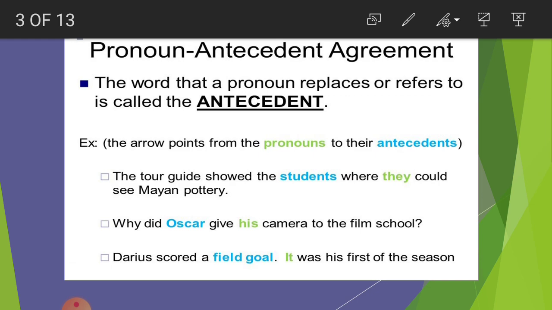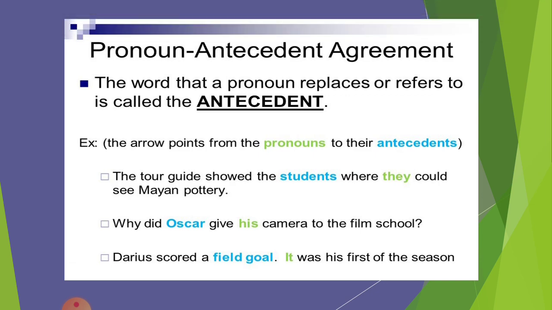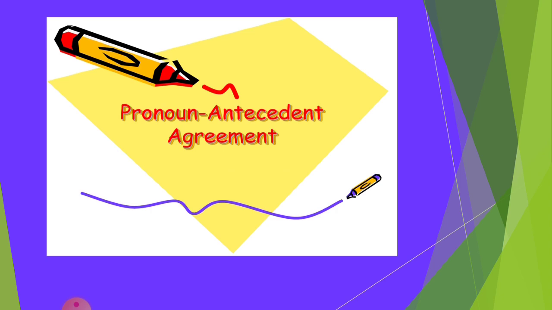The word whose place we have used the pronoun, that word is the antecedent. Now there should be agreement between the pronoun and the antecedent. Now again, what is this agreement? Let us see.